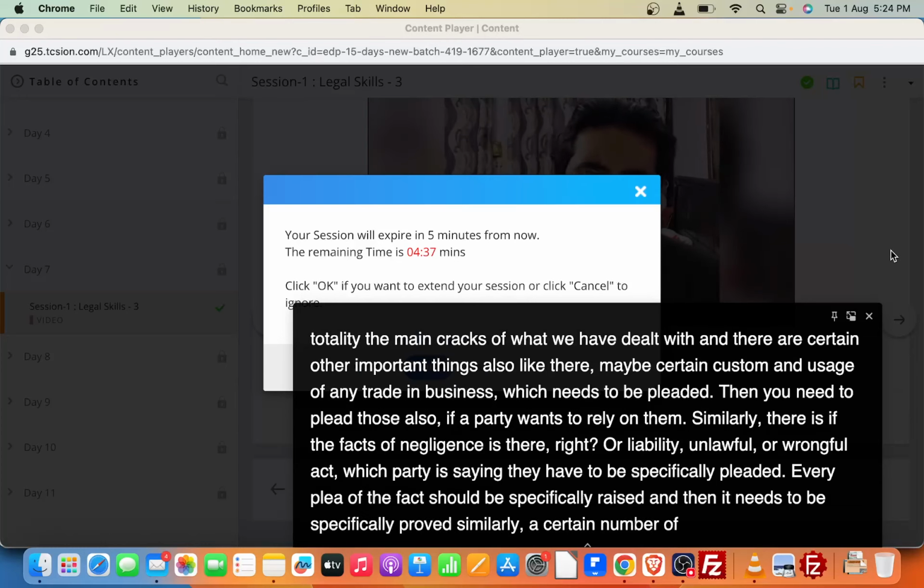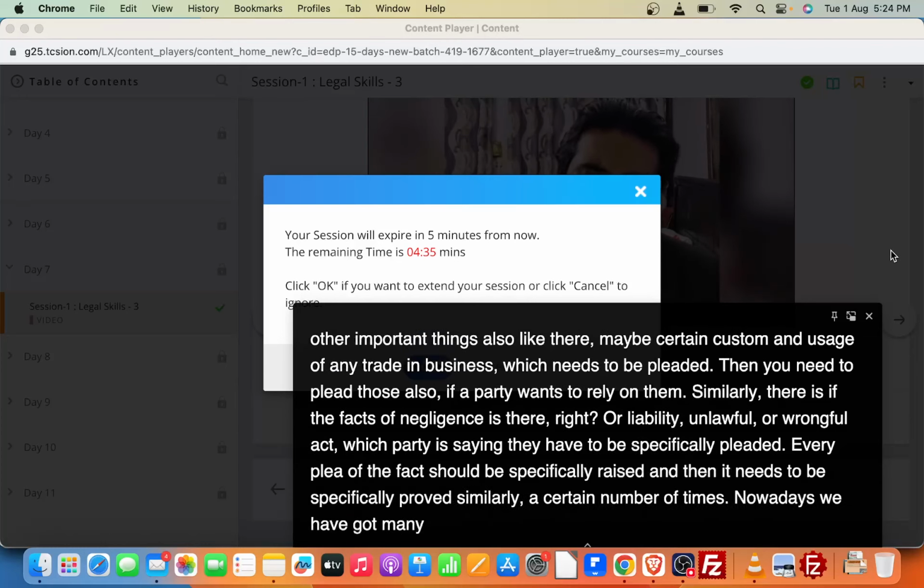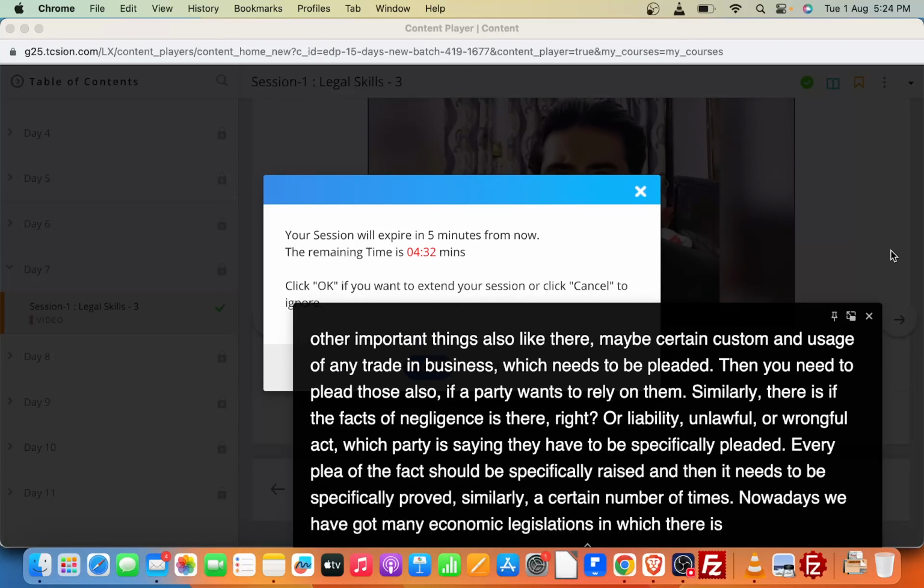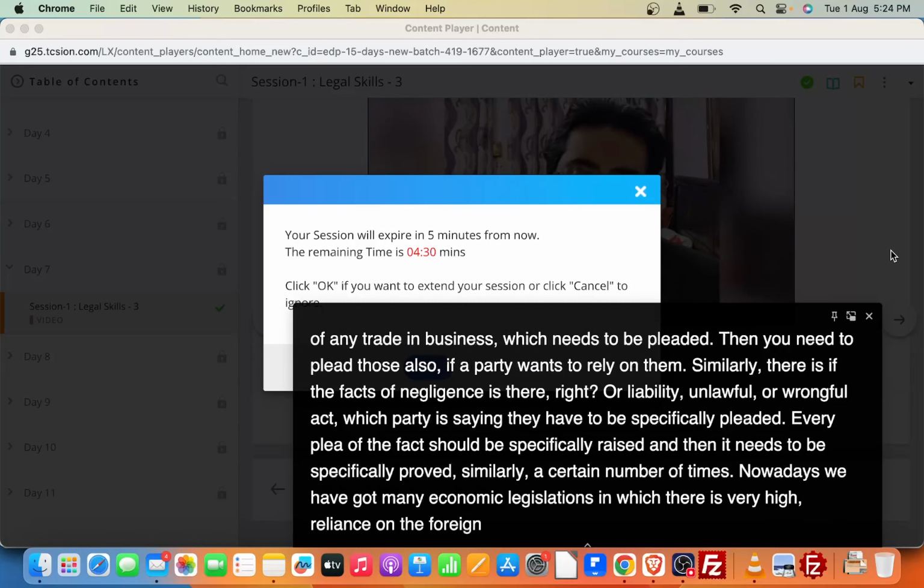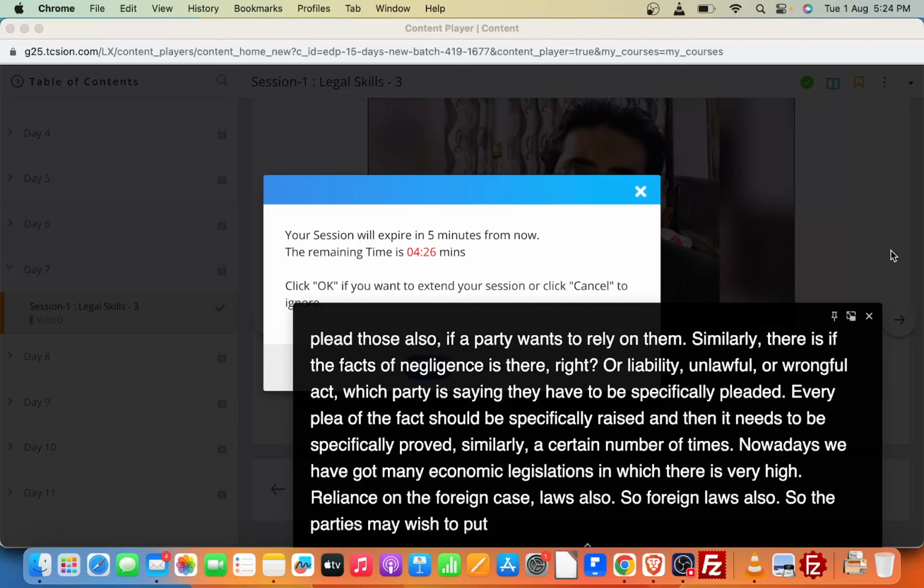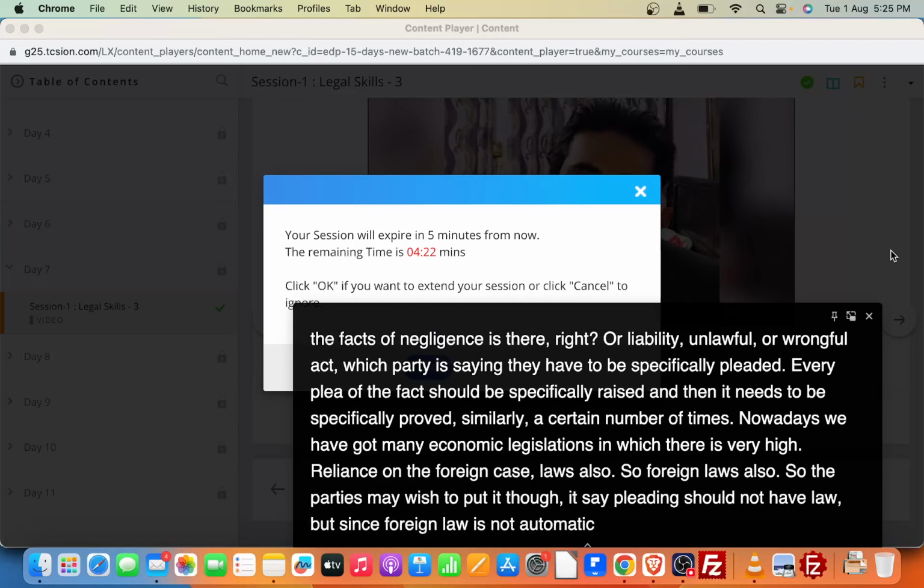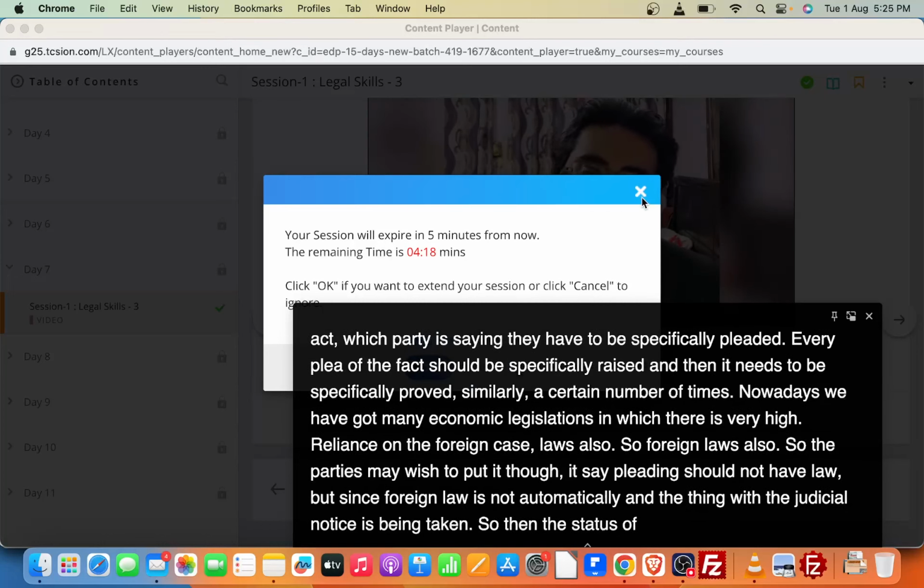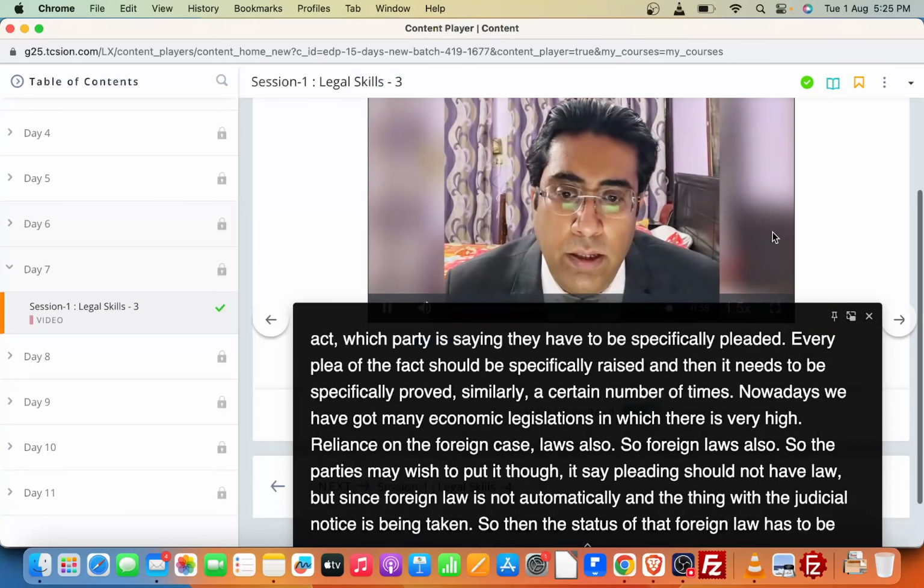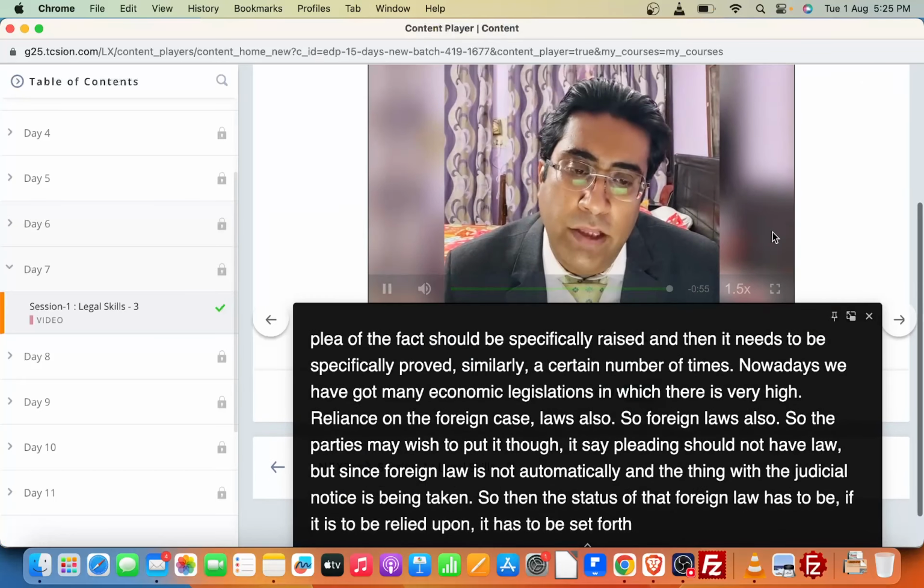Similarly, nowadays we have many economic legislations in which there is very high reliance on foreign case laws also, so foreign laws also. The parties may wish to put them in. Though a pleading should not contain law, since foreign law is not something of which judicial notice is automatically taken, the status of that foreign law, if it is to be relied upon, has to be set forth as substantially as any other fact.